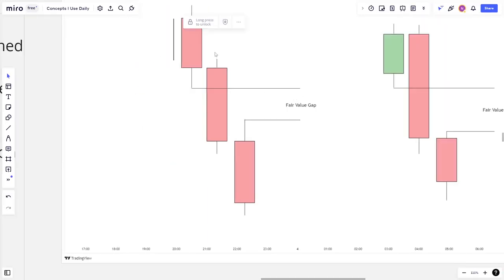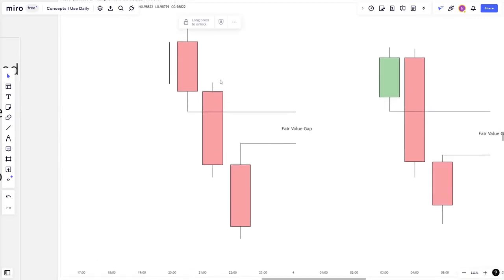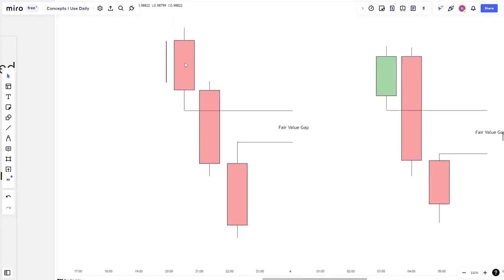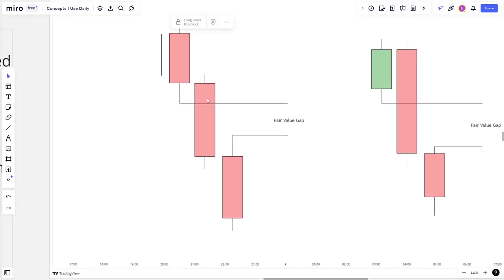Now this pattern is formed by three candles. The first one is just a candle, has a wick, a body. It doesn't matter which color it is, right? We just have a candle. Then we have the second candle, which is one of the most important ones, which causes the space between this candle's low and potentially the next candle's high.